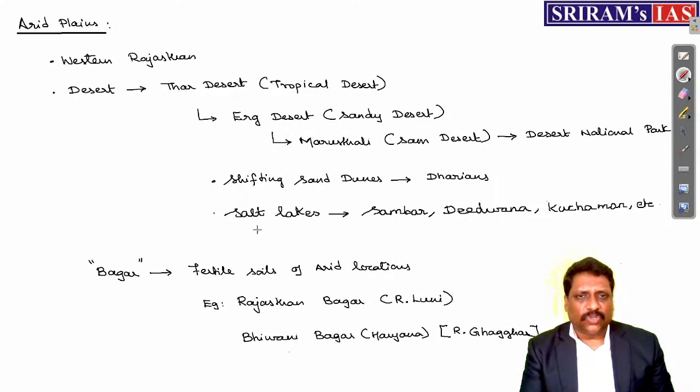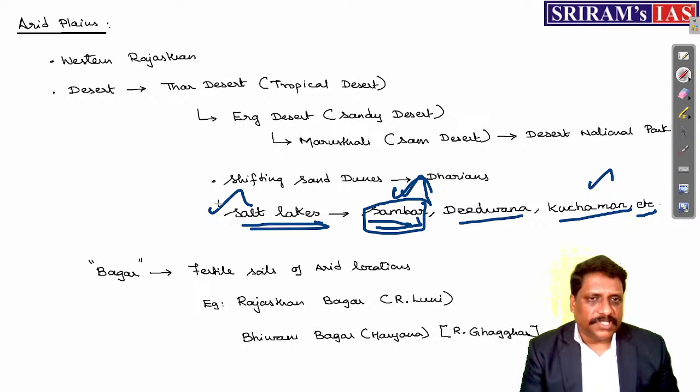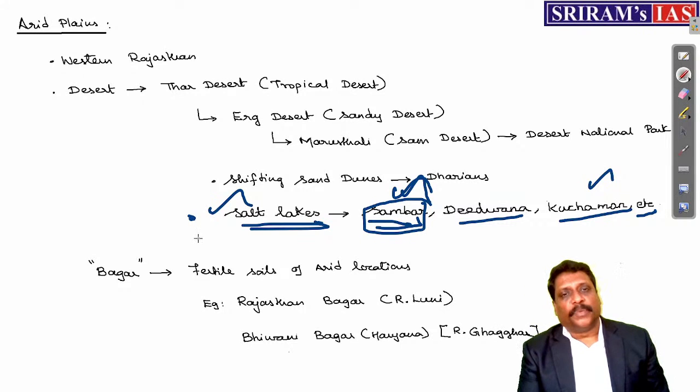And some salt lakes you also have in this region. For example, of course, you have the most saline water body in India called Sambar Lake, right? Didwana, Kachman, etc. are the other salt lakes of this region. Because it's in dry locations, you have plenty of salt lakes because evaporation is more dominant.